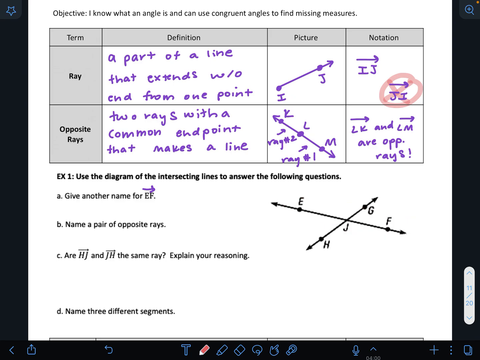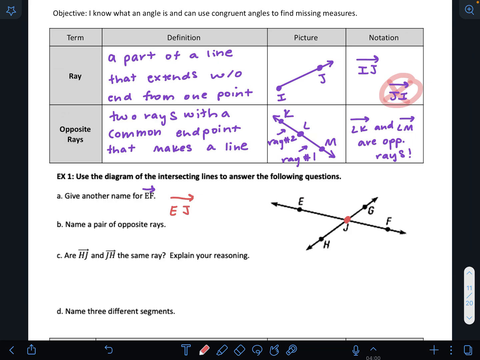I want a different way to name it. Well, we always start with the endpoint of a ray. So the only other way to name this would be to call it ray EJ. So again, if I had ray EF, but I had to name it another way, we still have to use the endpoint, but we could use any other point that is on that ray. So since J is on that ray, we can call that ray EJ.